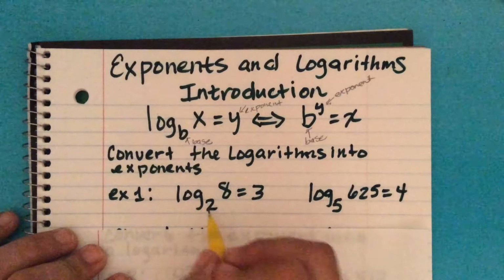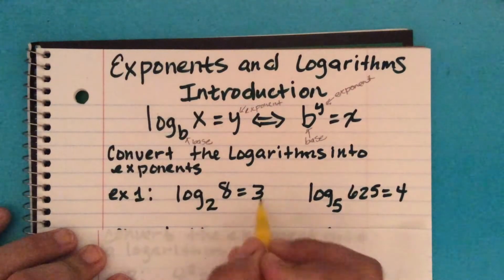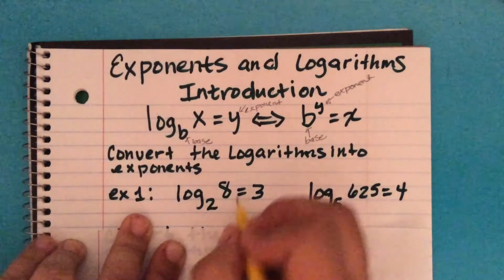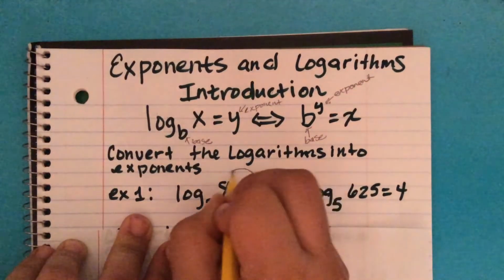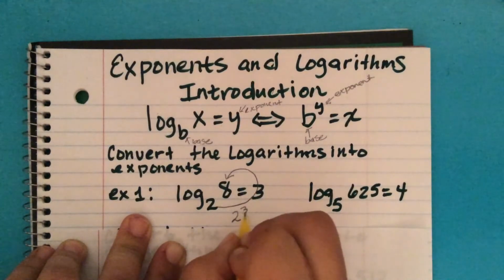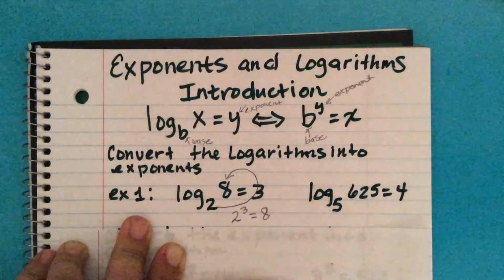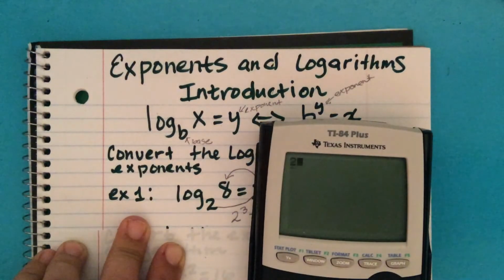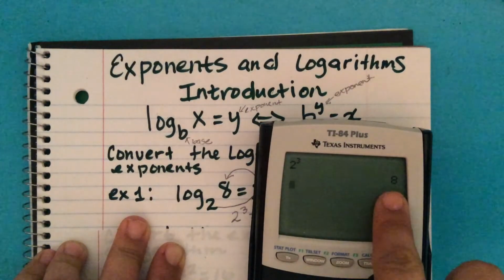We have the log base 2 of 8 is equal to 3. So I just do my never-ending circle. Just like that, 2 to the third is equal to 8. You can check it on the calculator. So 2 to the third power is 8.